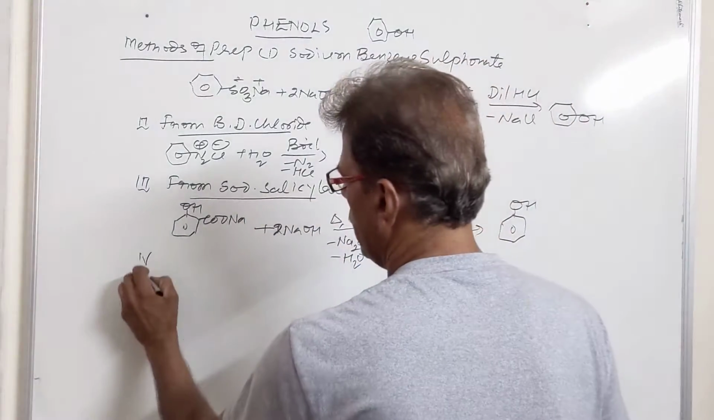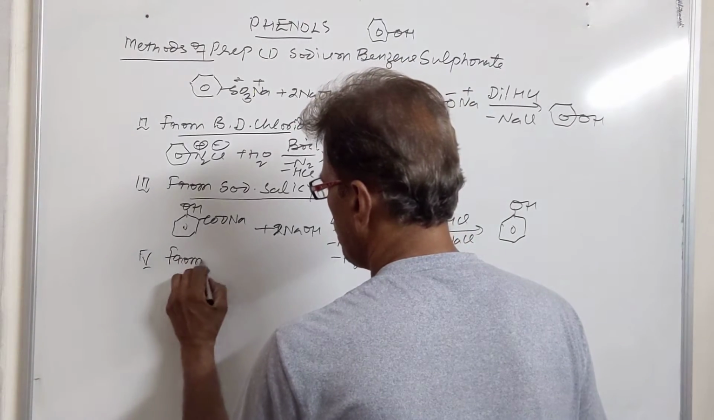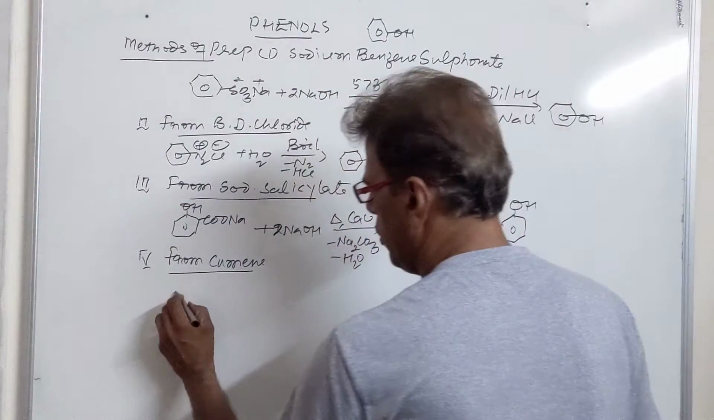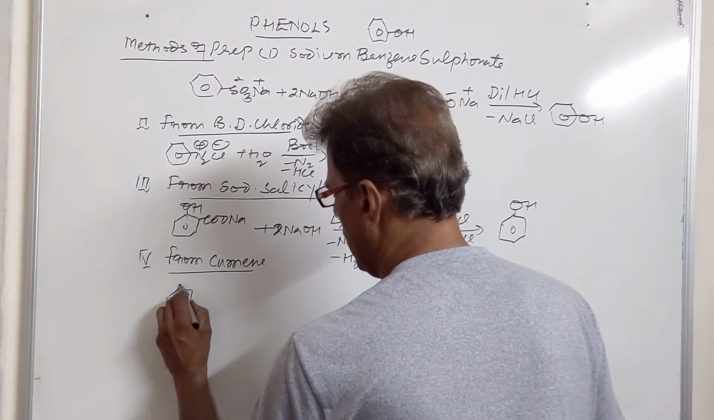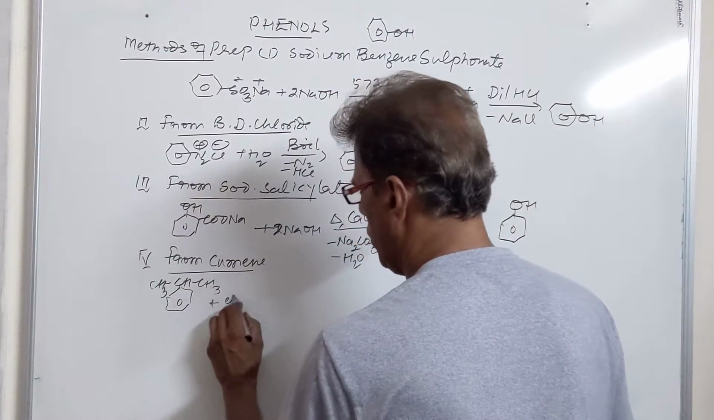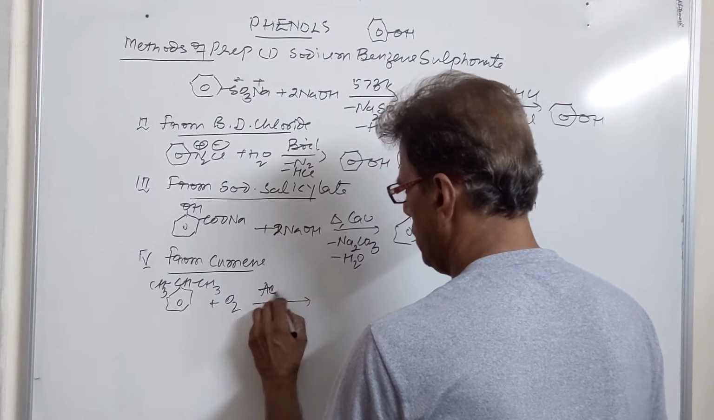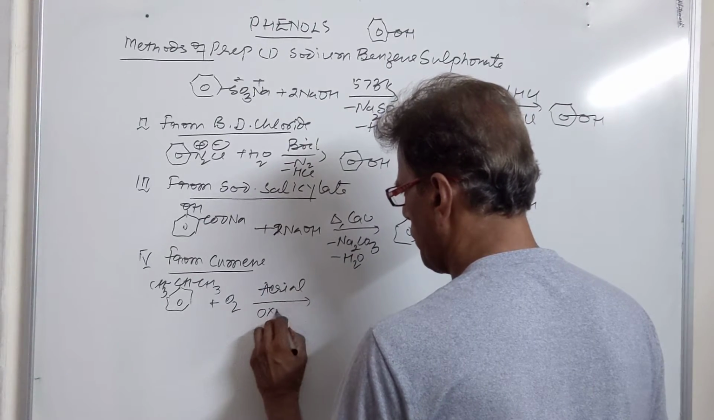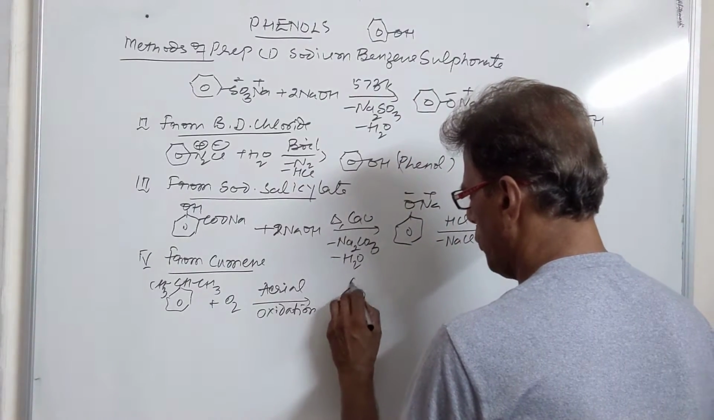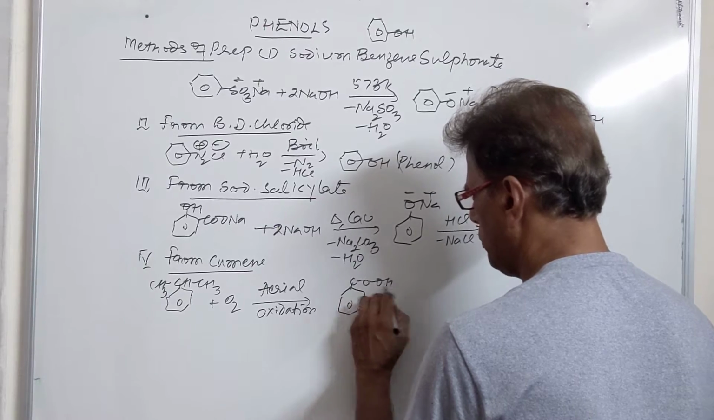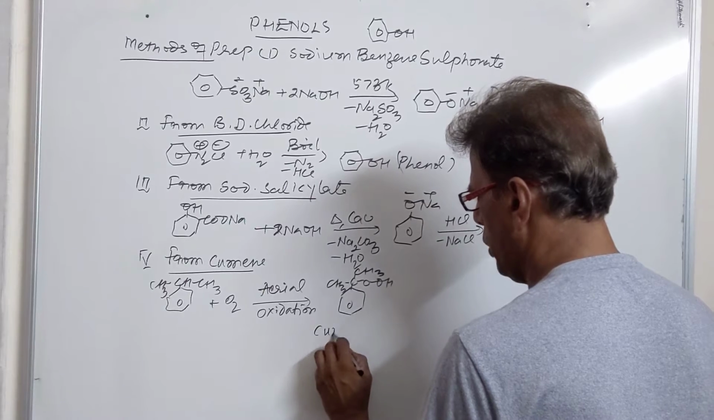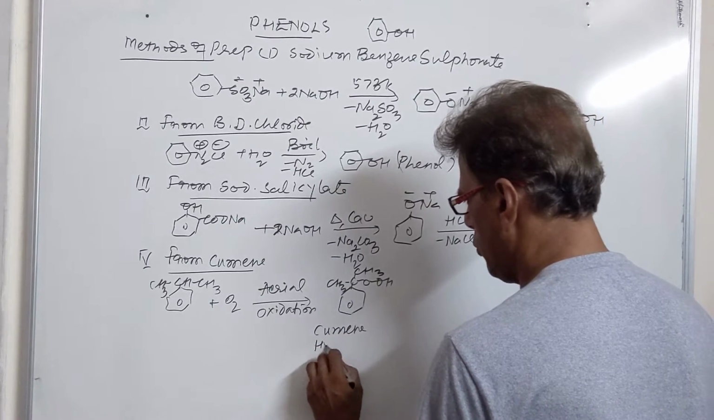Then we have the fourth method, that is from cumene. Cumene is isopropyl benzene. It is a sweet smelling compound. It is subjected to aerial oxidation. Left in air for some time, the aerial oxygen will oxidize it. This is called aerial oxidation. It will give you cumene hydroperoxide.